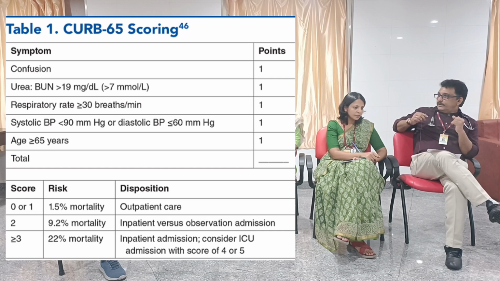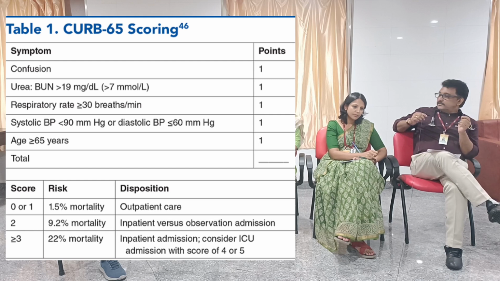Next one is urea. You may be knowing that whenever you have severe dehydration or hypoperfusion, urea level will be disproportionately elevated compared to creatinine. Okay. Or if the pneumonia involves multi-organ dysfunction syndrome, urea and creatinine both can be elevated. So that is another parameter. Third one is respiratory rate. R stands for respiratory rate. If the rate is more than 30, that is a severity index or it's a parameter.